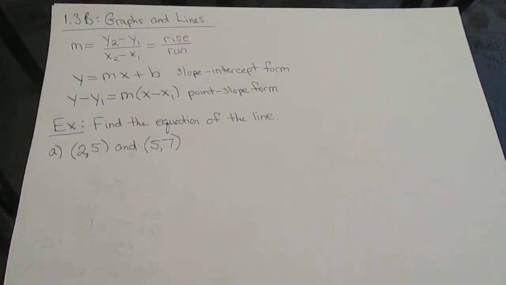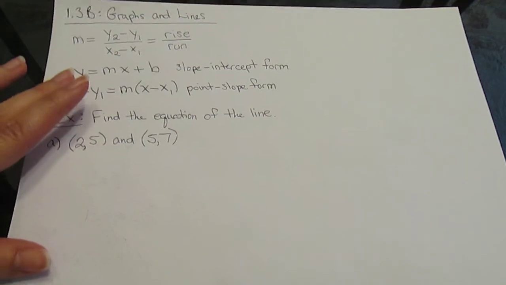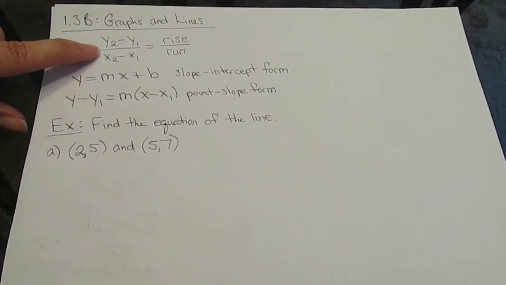1.3b is graphs and lines. I have already on the paper for us some formulas that we need to use in this section. The slope formula, which is represented by m, is y2 minus y1 over x2 minus x1. Be careful with the order of this formula.